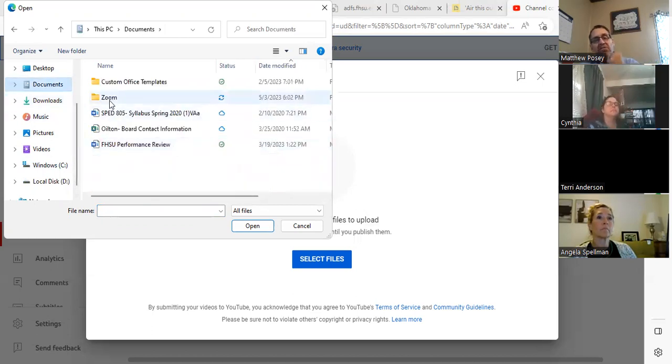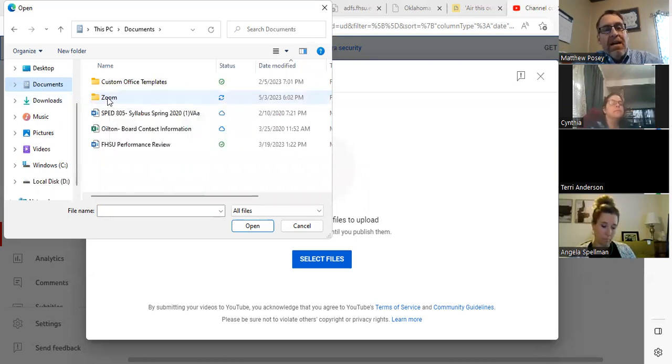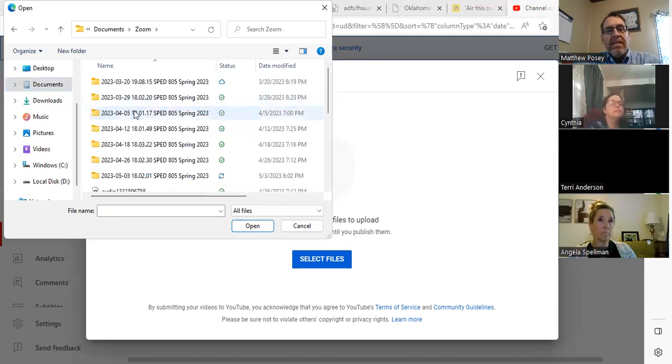Okay, so I've got a Zoom folder. I set this up to where I have a Zoom folder because I do so many of these. Okay, so you're just going to download it like on your desktop, or it'll be in your downloads button over here. So I've got my Zoom folder. I'm going to double click it. Here's all where my videos download.